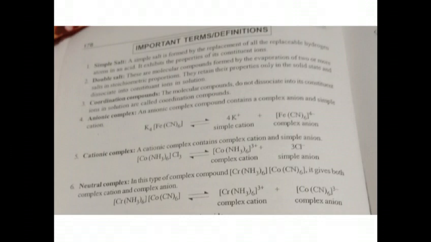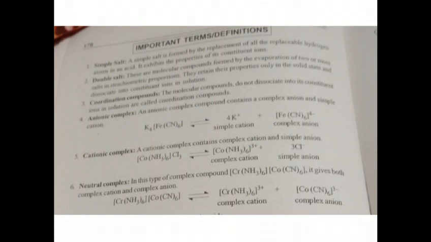Important terms of coordination compounds. One is simple salt, second one is double salt, then coordination compounds, ligands, etc. First one, simple salt. A simple salt is formed by the replacement of all the replaceable hydrogen atoms in an acid, and it exhibits the properties of its constituent ions. For example, simple salt: NaCl, sodium chloride.